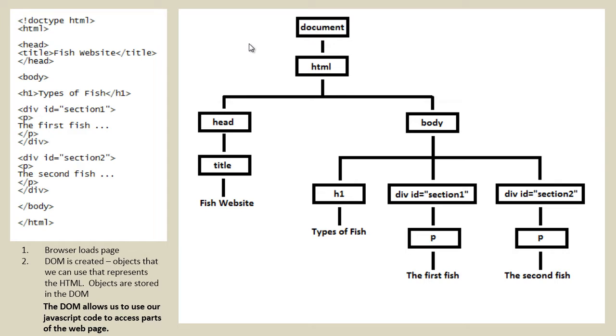So again, it's a two-step process. Remember, the HTML page gets loaded first, and then the browser creates the document object model based off the HTML code that was rendered. And so it is the DOM that allows us to use our JavaScript code to access parts of the web page. So that's how it works.